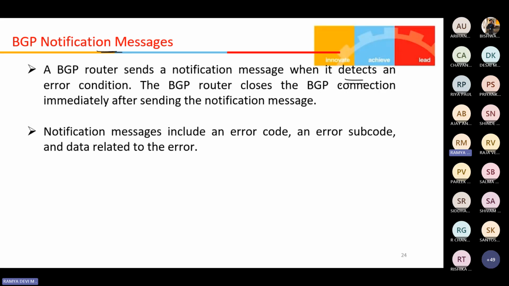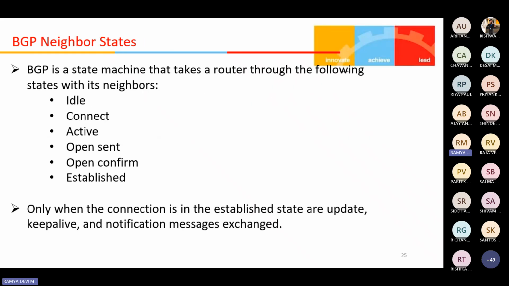The notification message will have three pieces of information. The first one is the error code. The category of the error will be placed inside the error code. The error subcode will provide more detailed information about the error, and the data field holds additional information related to the error to help in troubleshooting. So we have three pieces of information that are part of a notification message.